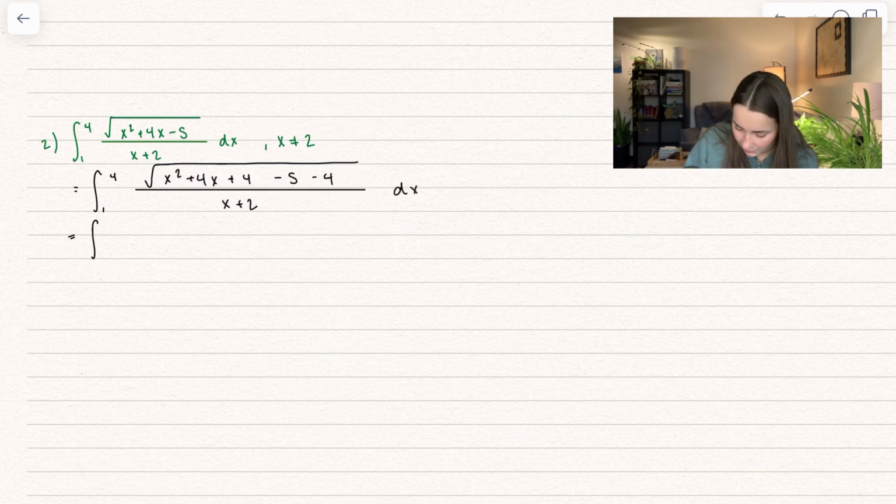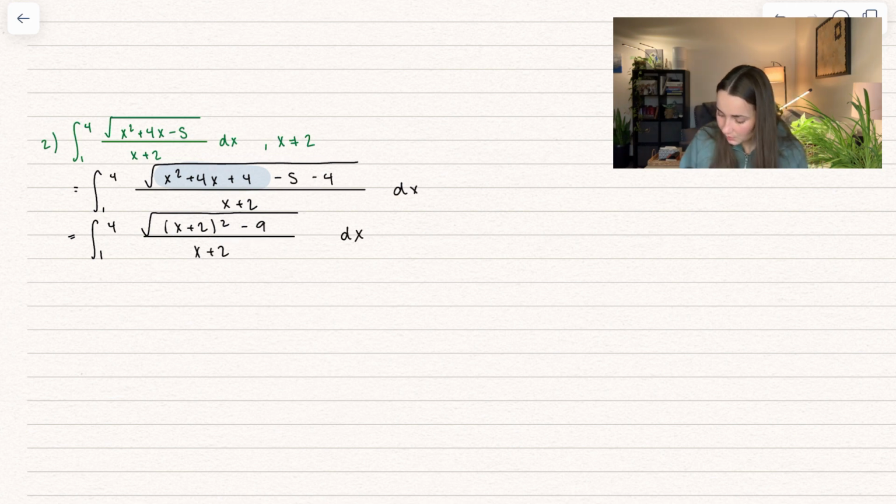Now the purpose of doing this is so I could create a perfect square. So right where I highlighted in blue, that's going to be quantity x plus 2 squared. And then minus 5 minus 4 is going to be minus 9. And then all of this is going to be divided by x plus 2 dx.